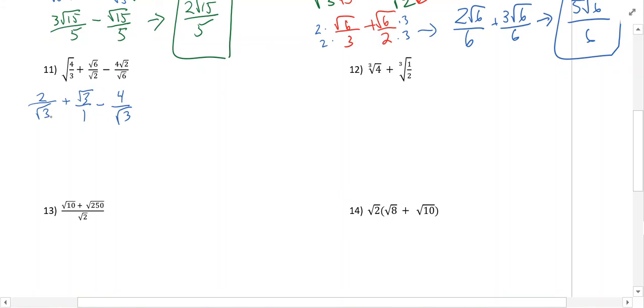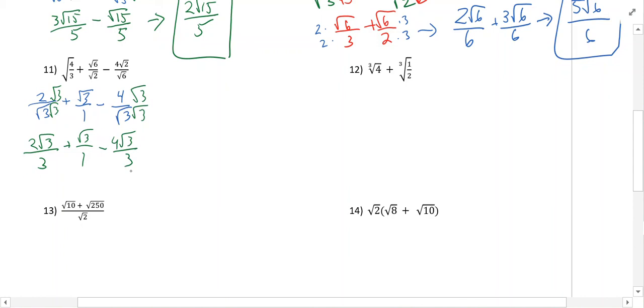So on this first term, I need to multiply rad 3 to the numerator and the denominator. So that gives me 2 rad 3 over 3. Plus here, rad 3 over 1. There's nothing to do, so I'm just going to rewrite it. And on this one, I have to multiply rad 3 to the top and to the bottom. So I get minus 4 rad 3 over 3.